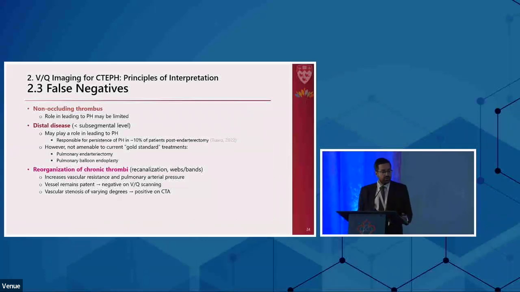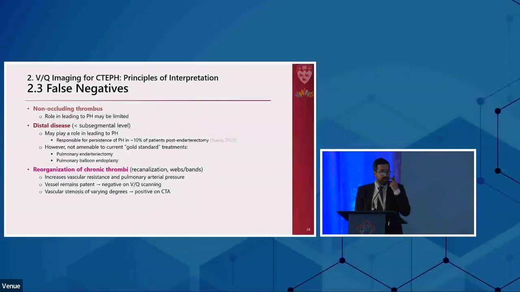False negatives can occur, and they can be due to non-occluding thrombus. We're not sure exactly what its role is in leading to pulmonary hypertension in such a case. Distal disease, which is after the subsegmental level, could play a role in leading to pulmonary hypertension, and in patients after surgery, it could be responsible for the persistence of pulmonary hypertension in about 10% of the patients. But once you start having distal disease, it becomes hard to treat, either with surgery or with angioplasty. But it depends how distal it is. The angioplasty could help in more central disease.